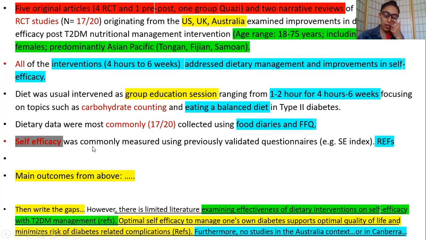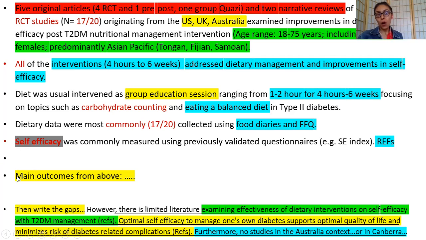Self-efficacy was commonly measured using previously validated questionnaires. All right, and I have just made this up, the self-efficacy index. There is nothing like that. But basically, this is how you would give an example that self-efficacy in these studies was measured using so and so type of questionnaire or survey. And of course, you always have references. That's why I have written references over here whenever you're summarizing such kinds of studies.